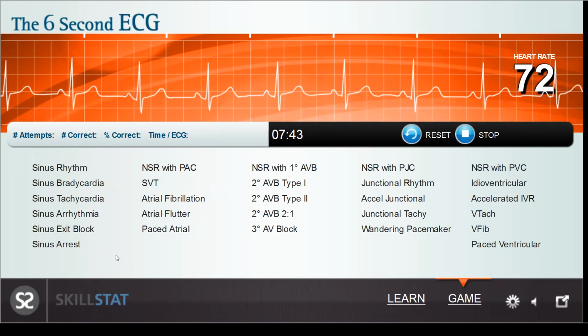PEA. PEA is when you have electrical impulse on the monitor. You have an electrical graph on the monitor, but there is no pulse. There is no heartbeat associated with that rhythm. If you listen to their heart, they have no heart rate, no pulse, but there's electrical activity on the monitor. It could be normal sinus rhythm, it could be sinus brady, it could be AFib, it could be any rhythm, but there is no pulse.